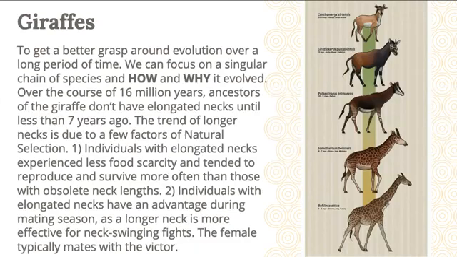Giraffes. So to get a better grasp around evolution over a long period of time, we can focus on the singular chain of species and how and why it evolved. Over the course of 16 million years, ancestors of the giraffe don't have elongated necks until less than 7 million years ago. The trend of longer necks is due to a few factors of natural selection.